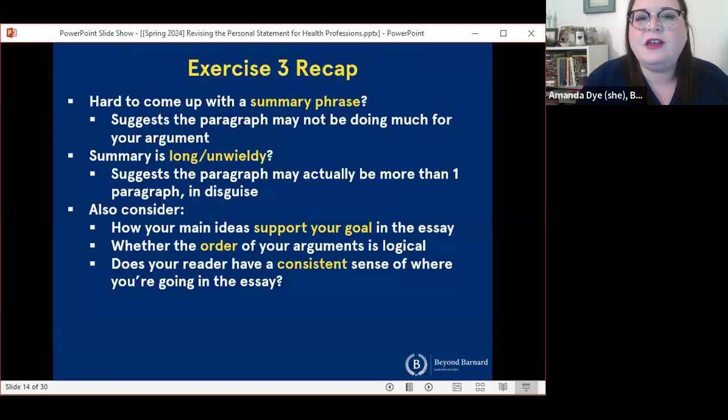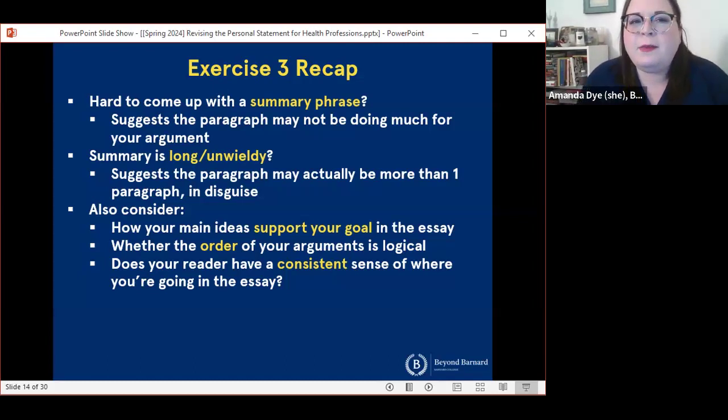I think this exercise is really helpful because it's a good diagnostic for things that could be going on. So if you're finding it really hard to come up with a single succinct summary phrase, it suggests that maybe your paragraph isn't doing a lot for your argument, or maybe the paragraph is trying to do too much. You're trying to put too many things in, and so you can't easily summarize those things. If you're finding that your summaries are longer, maybe the paragraph is more than one paragraph in disguise. As I noted, it could be that you're just trying to do too much in that space.